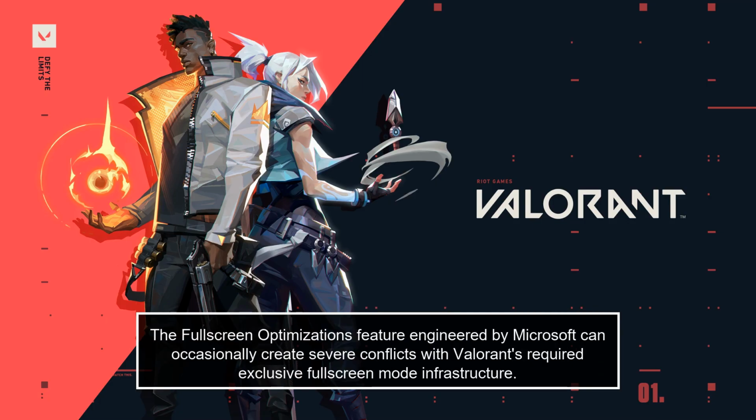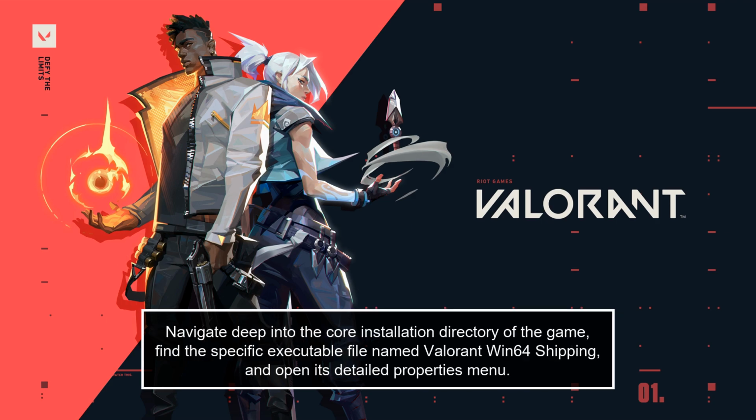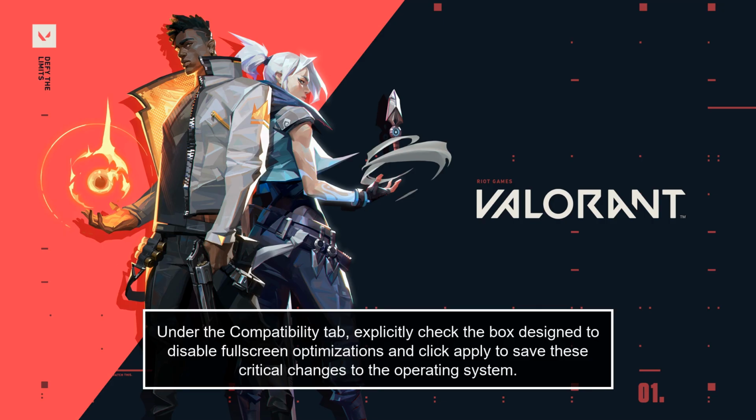The full-screen optimizations feature engineered by Microsoft can occasionally create severe conflicts with Valorant's required exclusive full-screen mode infrastructure. Navigate deep into the core installation directory of the game, find the specific executable file named Valorant Win 64 Shipping, and open its detailed properties menu. Under the Compatibility tab, explicitly check the box designed to disable full-screen optimizations and click Apply to save these critical changes to the operating system.